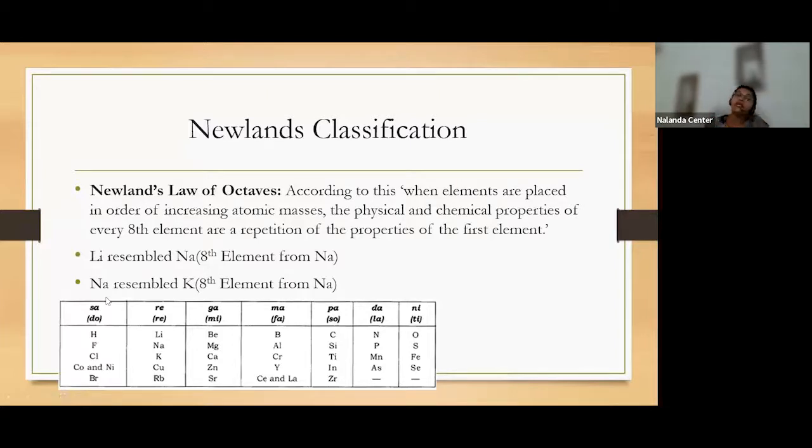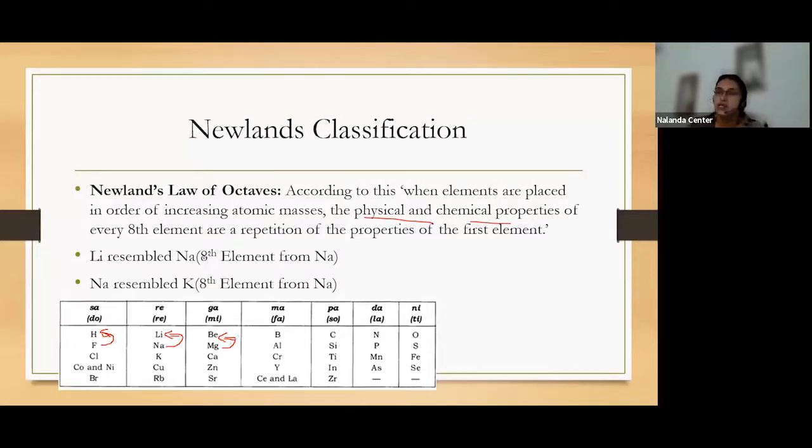Now, Newland. What did Newland say? He arranged the elements in increasing order of their atomic masses. Then what did he find out? He found that the physical and chemical properties repeat. Like the musical notes Sa-re-ga-ma-pa-da-ni-sa, every eighth element has the same property as the first element. Every ninth element has the same physical and chemical property as the second element. Every tenth element has the same properties as the third element. In every eighth position there is a repetition of physical and chemical property. This is known as Newland's law of octaves.